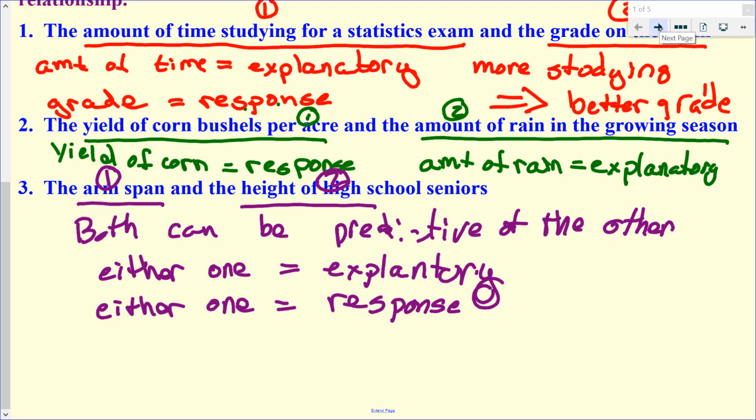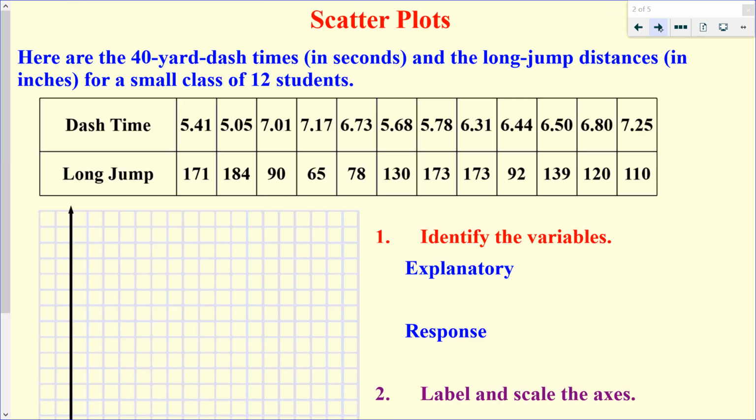So let's dive into scatterplot a little bit more in detail. So here we have a scenario. It's talking about the 40-yard dash time measured in seconds and long jump distances measured in inches for a small class of 12 students. Okay, so first we have to look at what we know of these, dash time, long jump, which is the explanatory and which is the response.